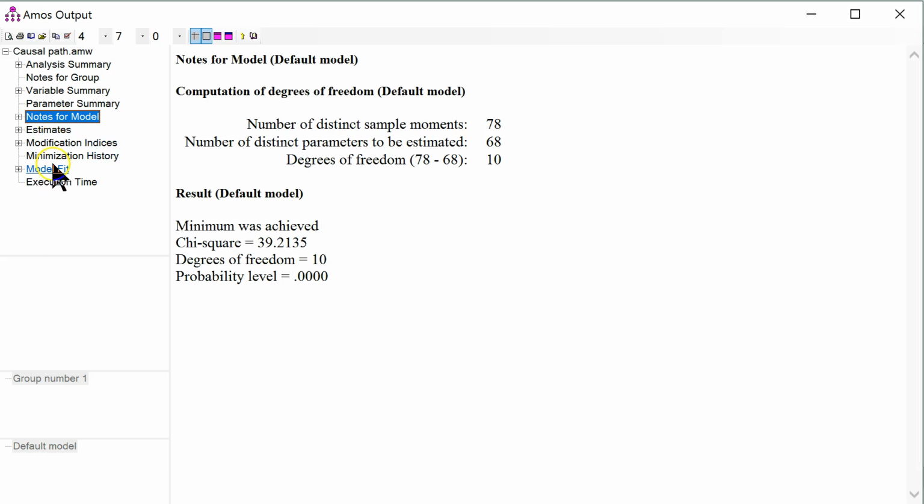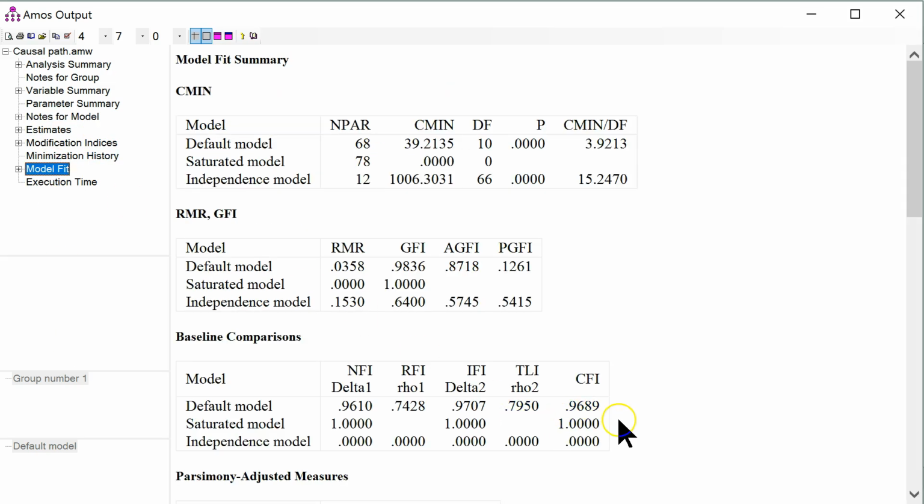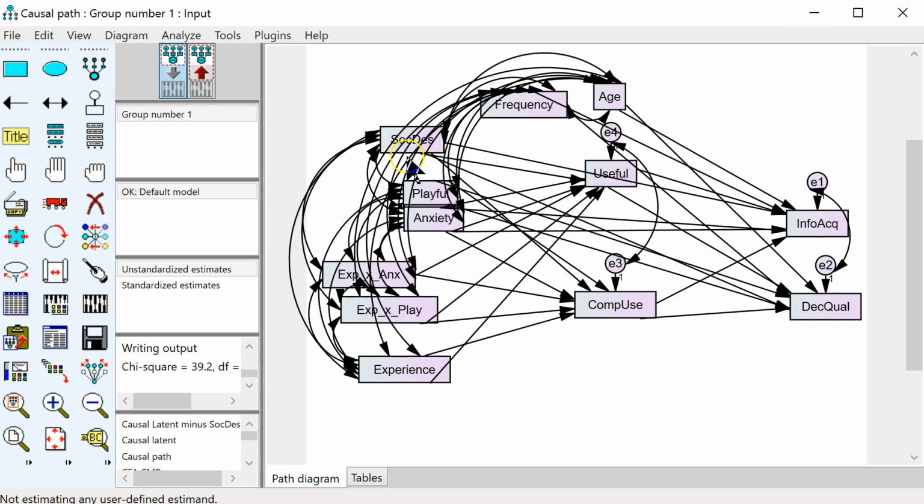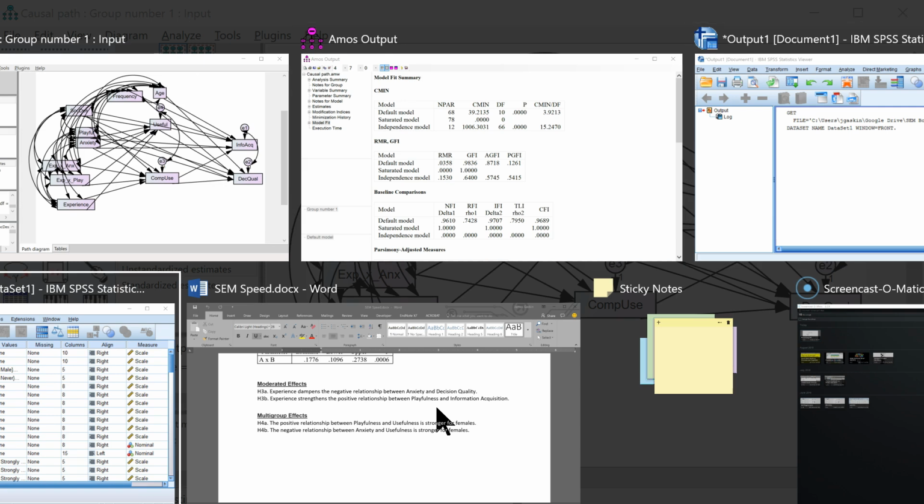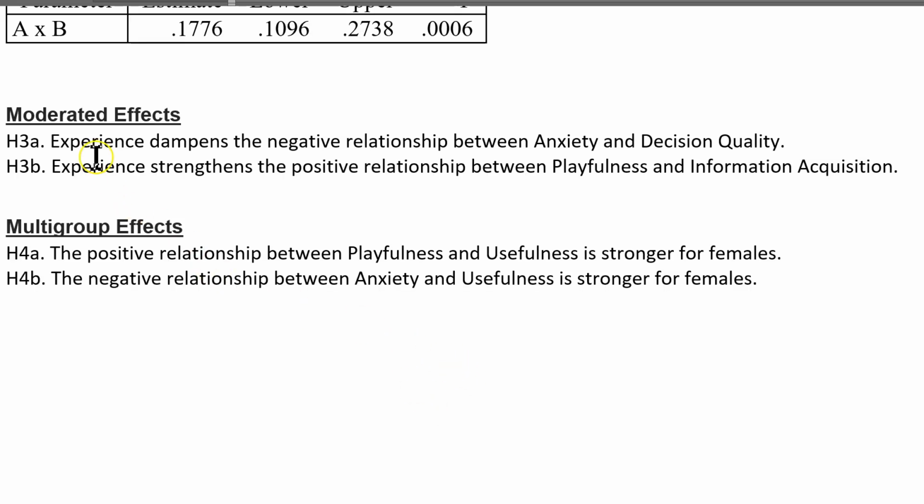Let's go look at the model fit now. Ah, that's better. Okay, so we're in good shape. I mean, we have social desirability bias retained. Oh, so that worked even with the missing data. Excellent. Or maybe we don't have missing data on that one. I could be mistaken. All right, so that's good. We have good model fit. We can now assess the interaction effects. So what was our theory? Our theory was that experience will dampen a negative relationship between anxiety and decision quality.